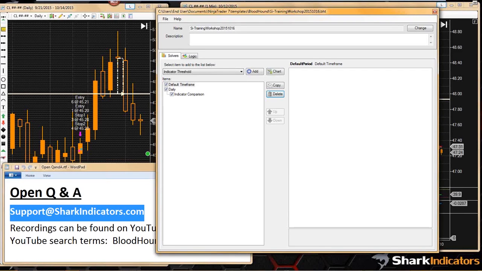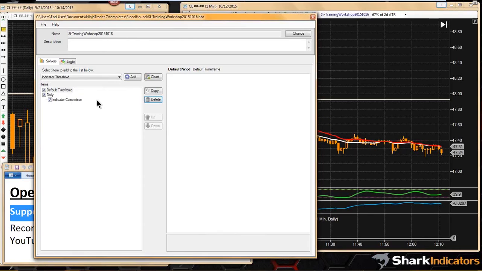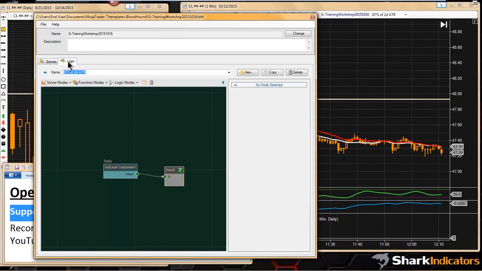Alright, Mike is asking, can you use the slope solver to solve angle for the SMA 5? Yes, we sure can. Let's see. Alright, so let's take care of that. So I'm going to make a new logic template here.